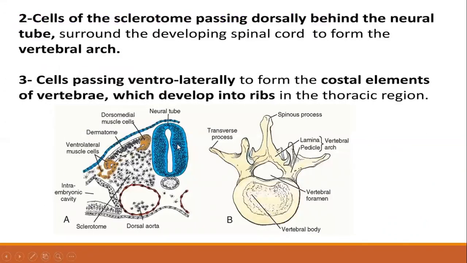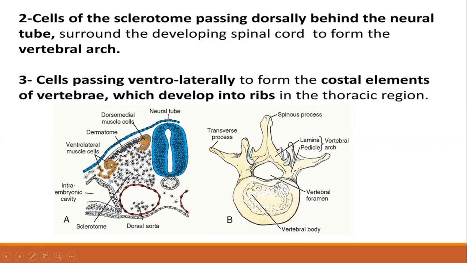So this is the picture. This is the developing neural tube, notochord. This is the somite. It is differentiated into dermatome, sclerotome, and 2 myotomic components. The myotomic components are going to give you muscles. Dermatome is going to give you skin of the back. While this component, sclerotome, we are concerned with here in the development of the vertebrae.